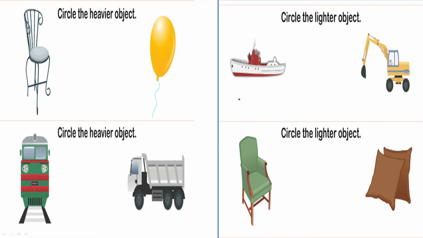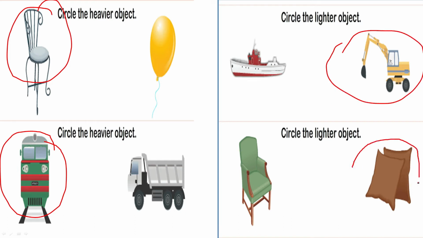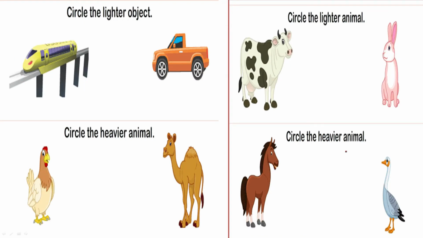Circle the heavier object. Here the heavier object is chair. Just you put the circle. Circle the heavier object. The train is heavier. Circle the lighter object. This is lighter. Circle the lighter. Pillow is lighter. Circle the lighter object.